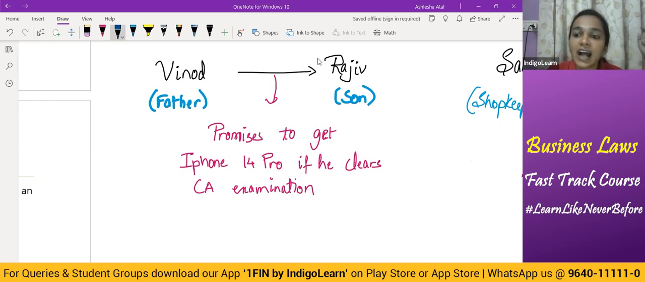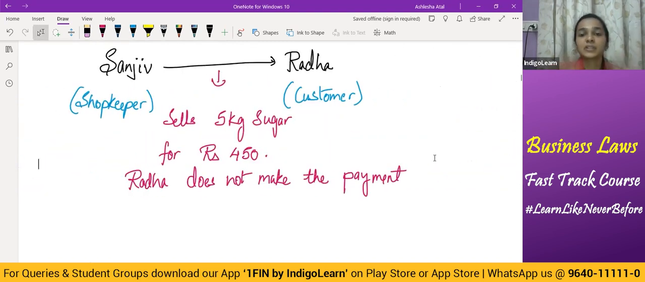But let's take another example. The other example is between Sanjeev and Radha. Sanjeev is a shopkeeper and Radha is his customer. Sanjeev sells 5 kg of sugar to Radha for rupees 450. However, Radha does not make the payment of rupees 450 to Sanjeev. Sanjeev has already delivered 5 kg of sugar to Radha, but Radha does not make the payment. Now, in this situation, can Sanjeev take any action against Radha? Can the shopkeeper take action against his customer in this case?